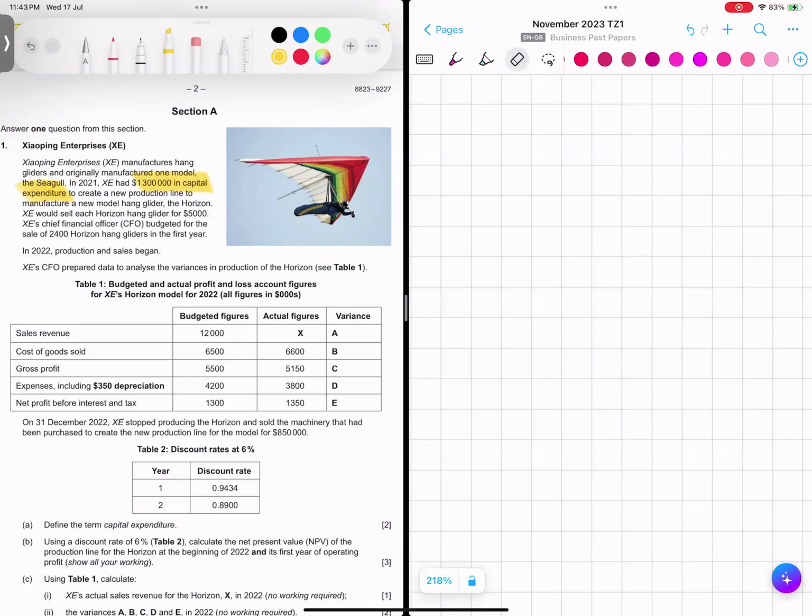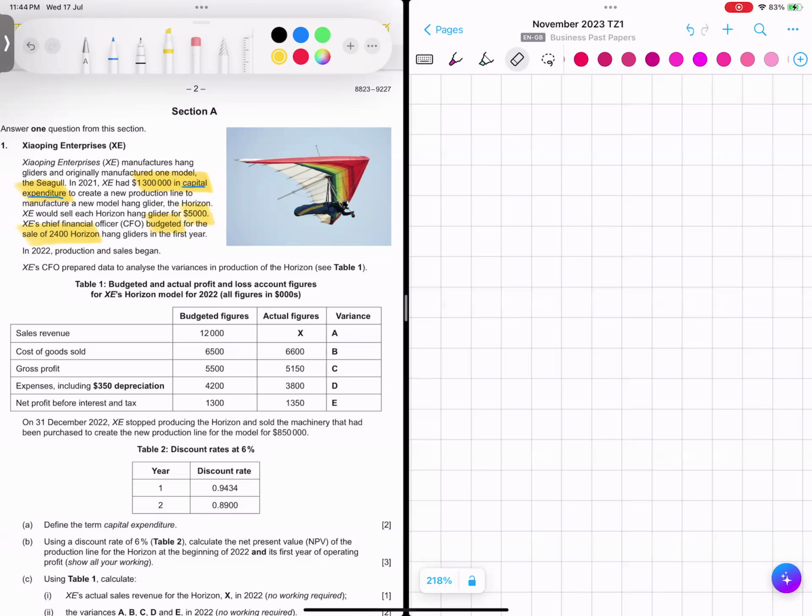So now what do we know? We have the keyword capital expenditure, and we have another word, budgeted, for the sale of 2,400 hang gliders in the first year. And we also have, would sell each Horizon hang glider for $5,000. Once you annotate the information, it'll just be really, really easier for you to go on with your paper and just be more efficient and faster.